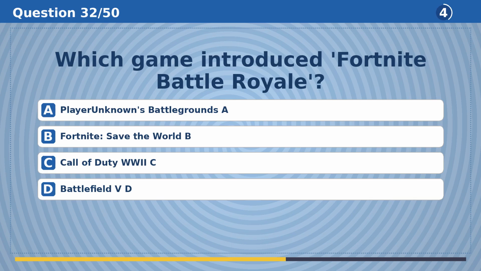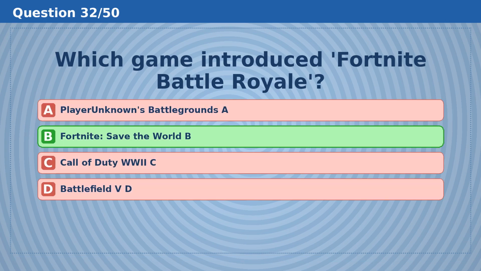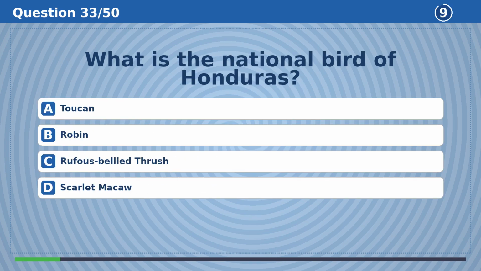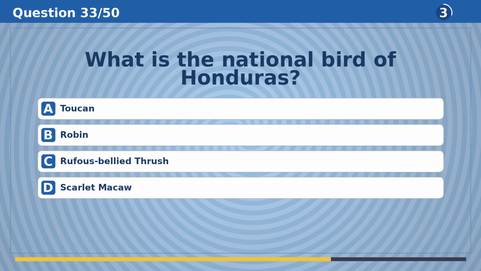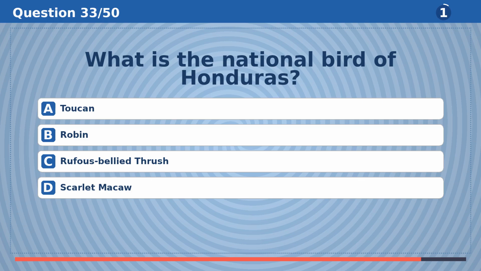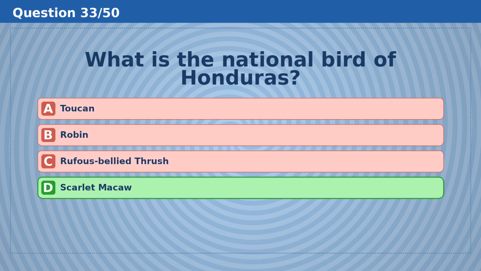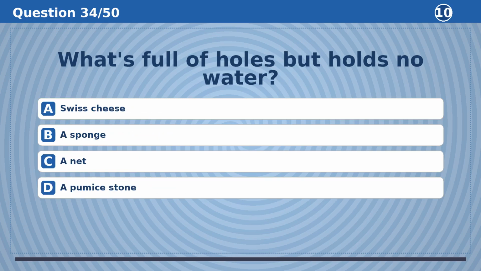Which game introduced Fortnite Battle Royale? The answer is B. Fortnite: Save the World. What is the national bird of Honduras? The answer is D. Scarlet macaw.